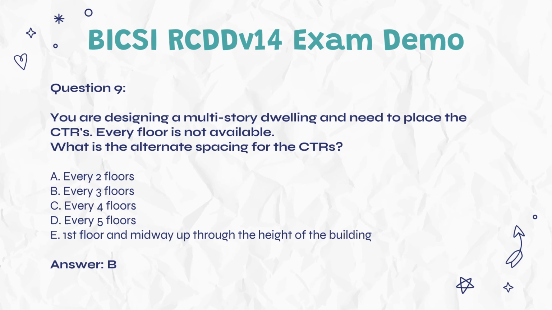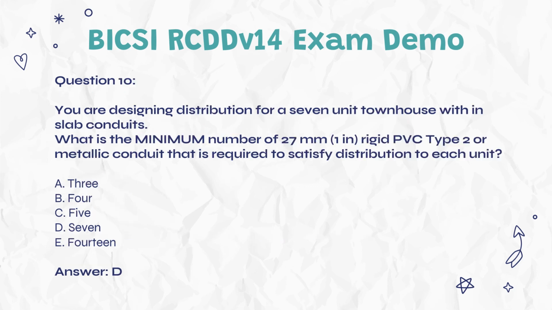Question 9. You are designing a multi-story dwelling and need to place the CTRs. Every floor is not available. What is the alternate spacing for the CTRs? A. Every 2 floors. B. Every 3 floors. C. Every 4 floors. D. Every 5 floors. E. First floor and midway up through the height of the building. Answer B.